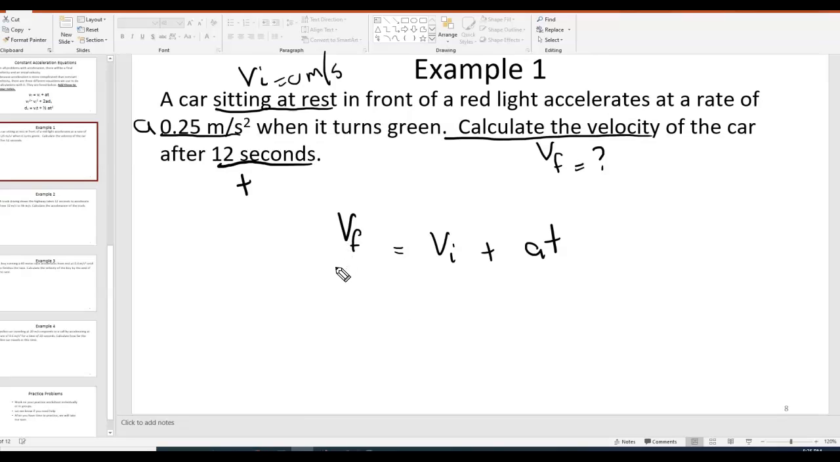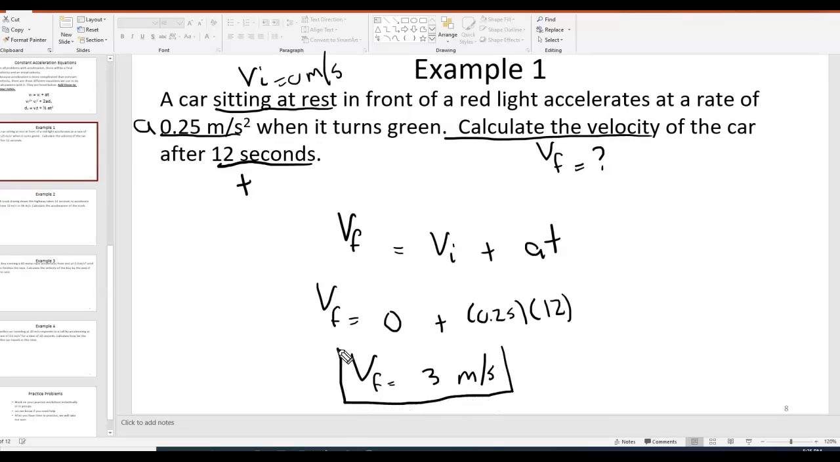I choose my equation. I'm going to plug in. Vf I'm going to leave there because that's my unknown. I don't know what that is. Vi is 0 plus A, the acceleration was 0.25 times T, the time is 12 seconds. So Vf equals 0. I'm not even going to write the 0 because it doesn't matter. I'm just adding it to this number over here. So 0 plus 0.25 times 12 is going to be 3, and that's going to be 3 meters per second because velocity is measured in meters per second. Okay, and so that is the answer to example 1. Pause it there if you need to look over that.